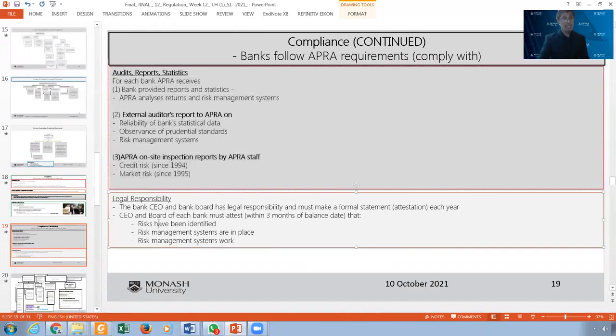Now, there is a legal responsibility for the CEOs. When you take over as CEO in a bank, you have to undertake statements saying that the risks have been identified, the risk management systems are in place, and the risk management systems are also working.